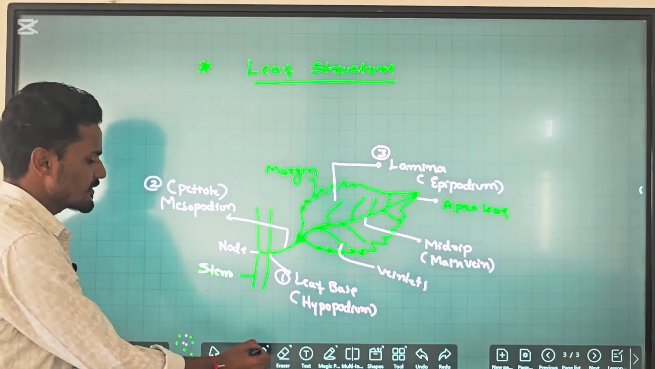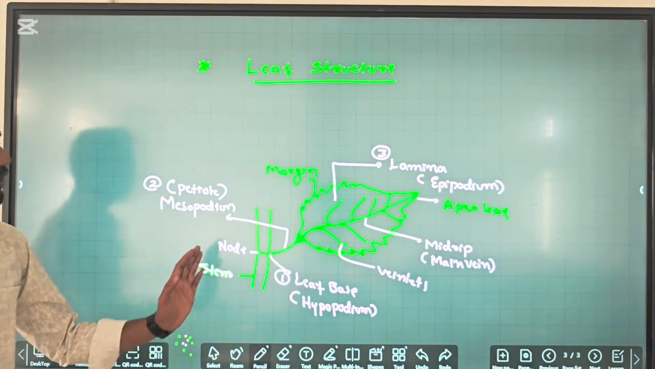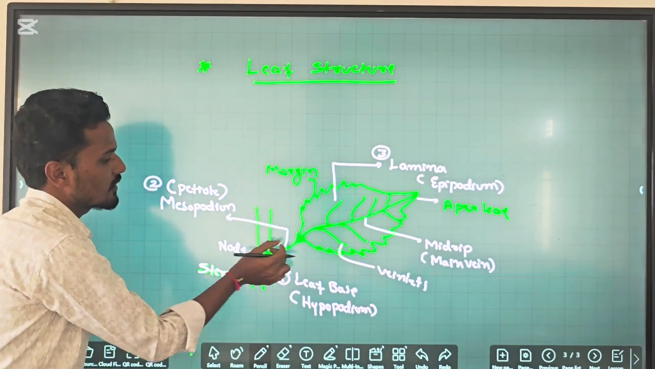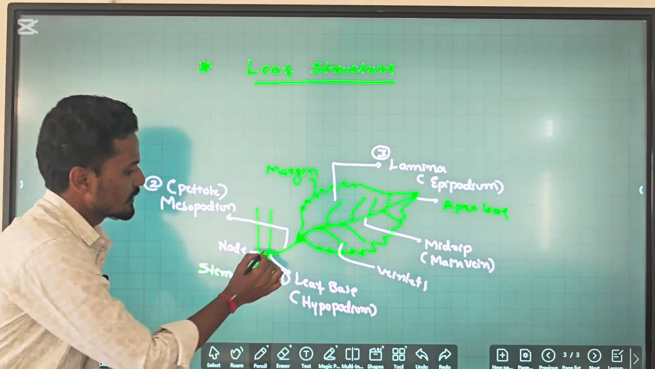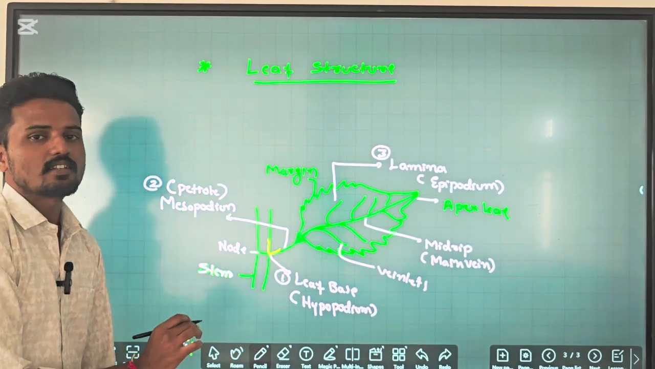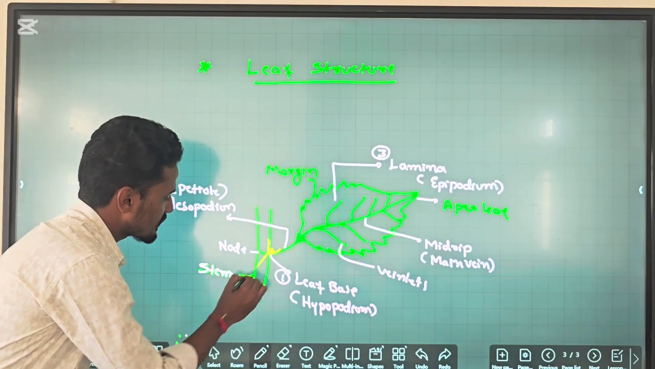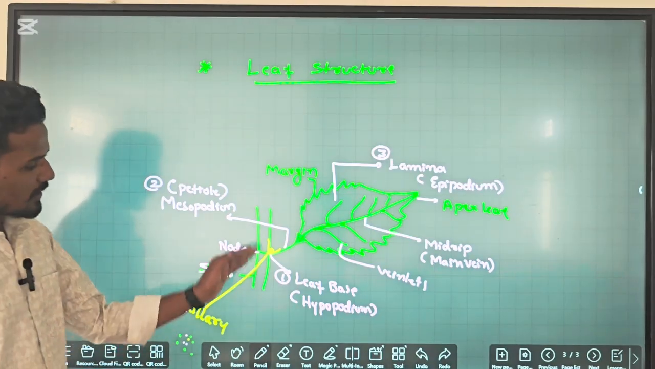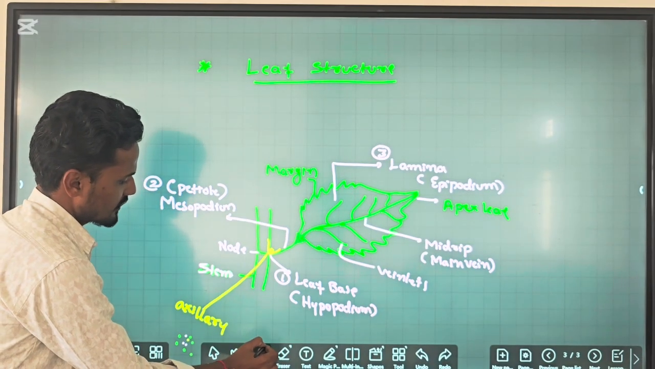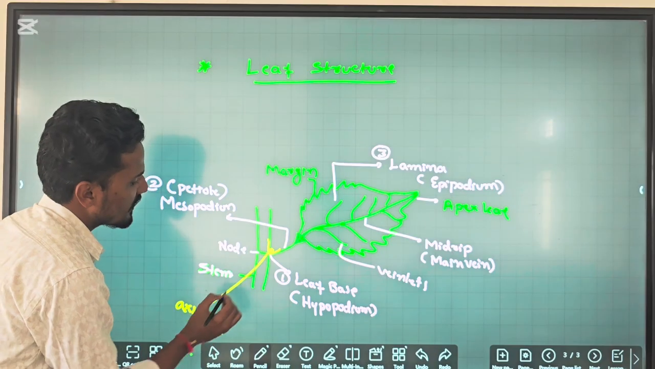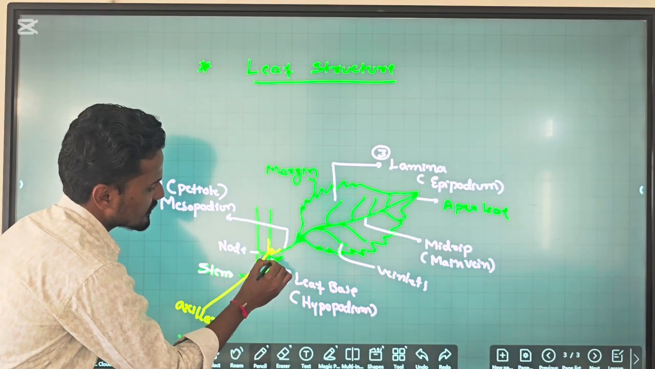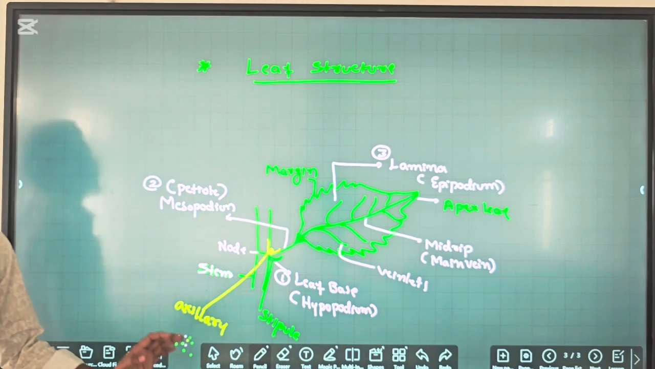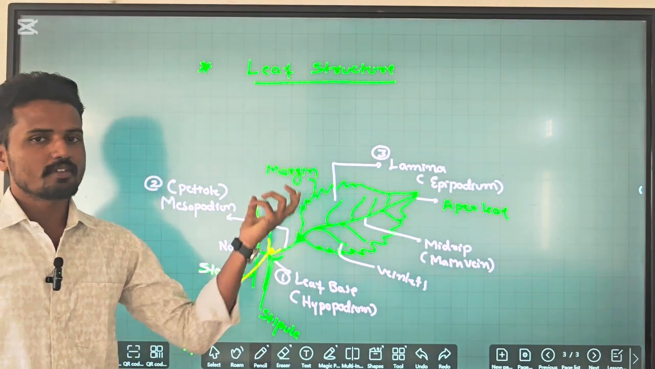Except for these, there is another structure we commonly see at the axial portion. This is a stem, this is the petiole. In between the stem and petiole, there is an angle called the axil. There is a bud-like structure called the axillary bud. Just below the leaf base, there is another leaf-like structure called the stipule. These are the different important portions of a leaf.